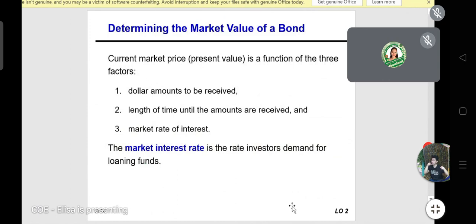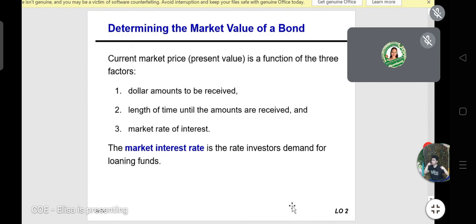Now, although dili nato ni siya i-deal, but for information, the current market price or the present value is a function of three factors: dollar amount to be received, length of time until the amounts are received, and then market rate of interest. The market rate of interest is the rate investors demand for loaning funds. So kaning market interest rates, it floats, no, it's not fixed. So mo na siya magdepende sa saleability sa bond.